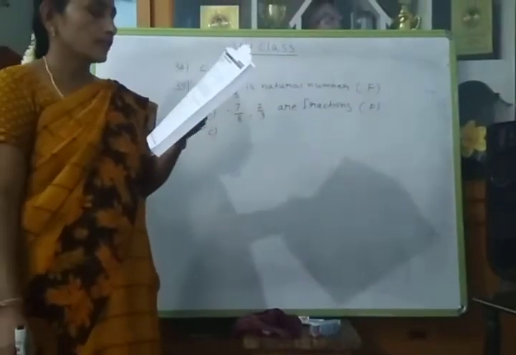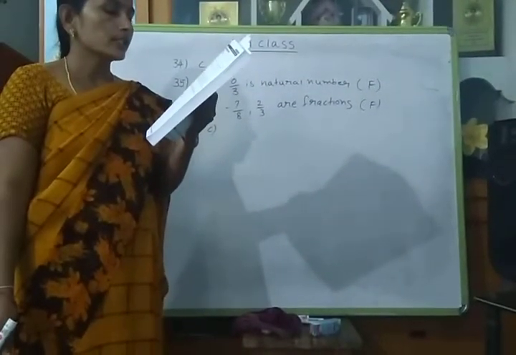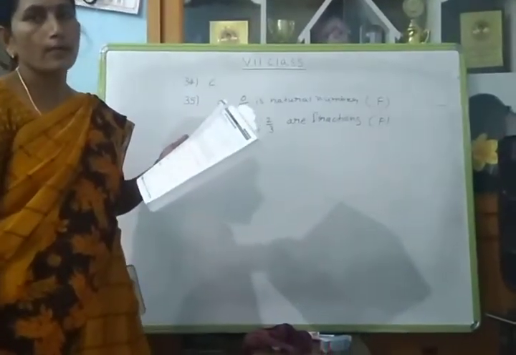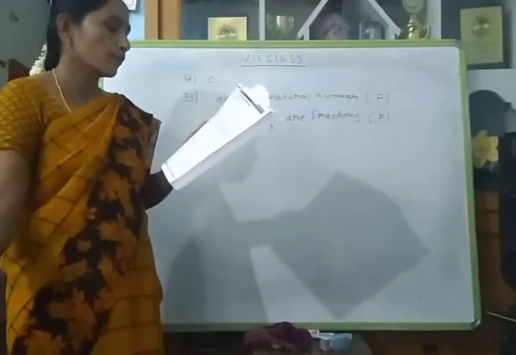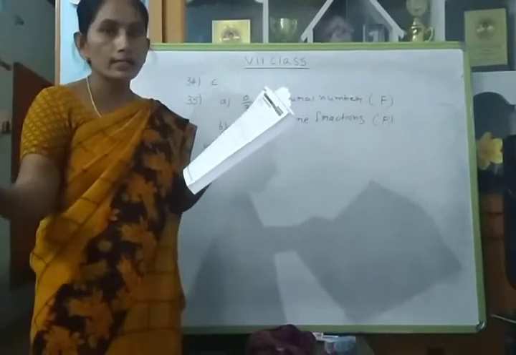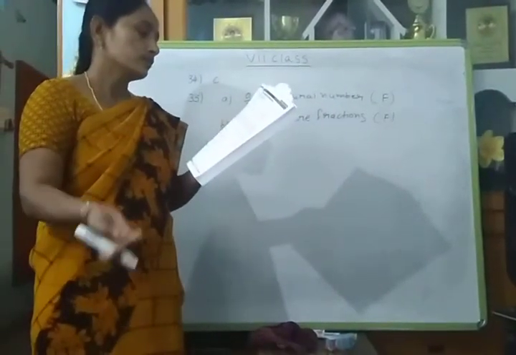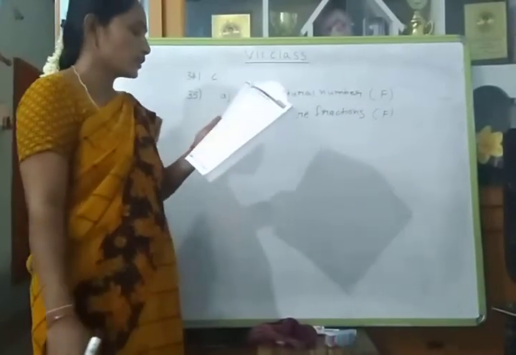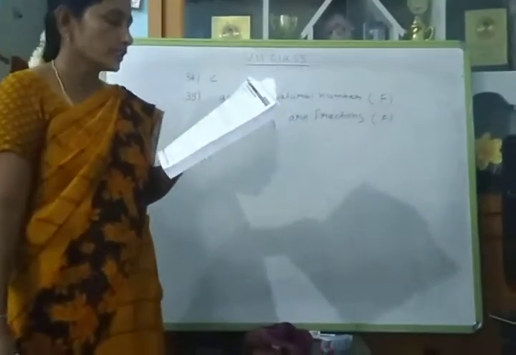35th one, option C. 0 is the smallest rational number. 0 is neither positive nor negative. If you take positive rational numbers, 1 is the smallest, but negative ones are infinite. So here we can't say. So option C is correct. Next, the 36th one, see Nana.